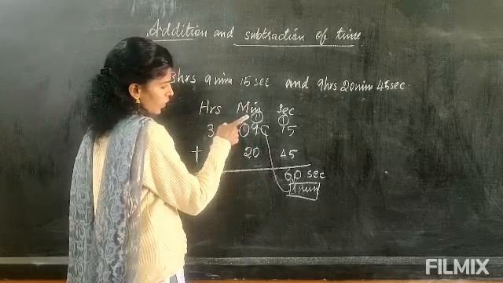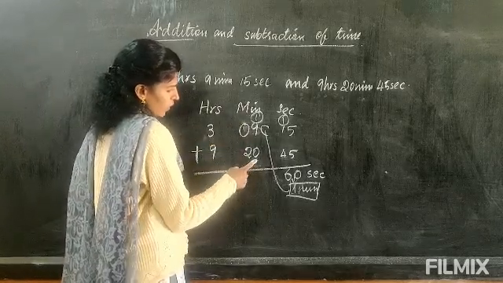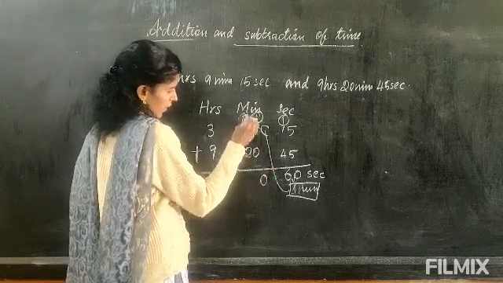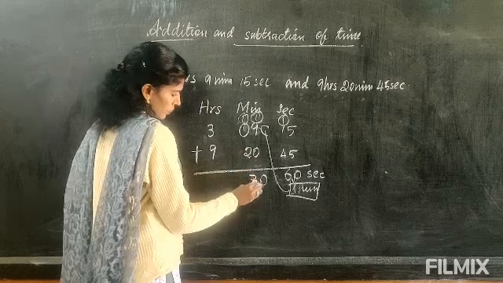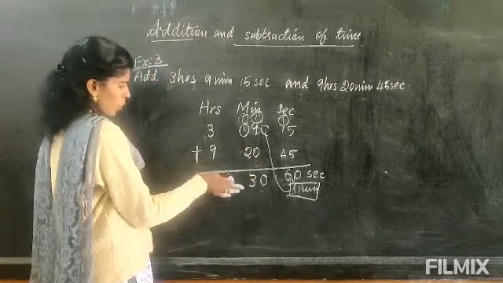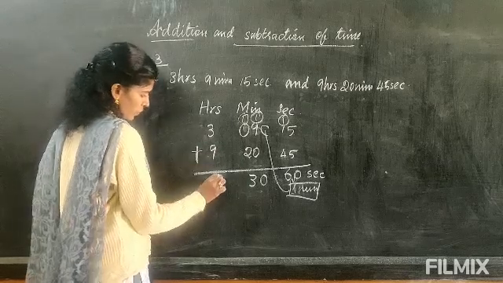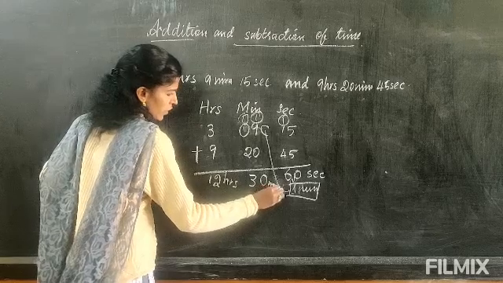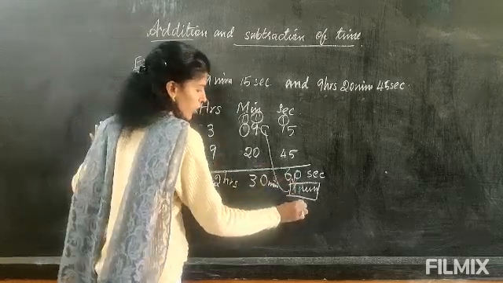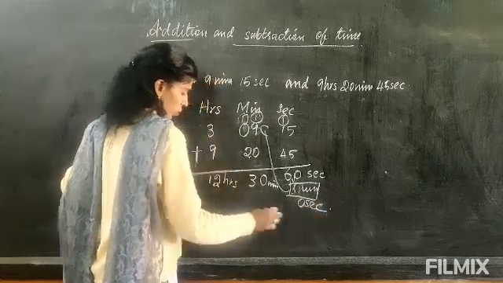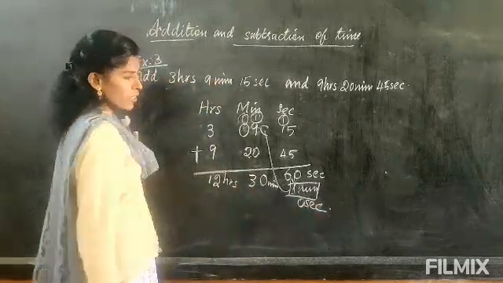So now we will add it here. 1 plus 9, 10. 10 plus 0, 10 only. So 0 you will put here, 1 you will carry here. 1 plus 2, 3. This is less than 60, so you can leave it, no problem. Now 3 plus 9, 12. That's all. So the answer is 12 hours, 30 minutes. And here, we have already converted, there are no seconds. So 0 seconds. 12 hours, 30 minutes and 0 seconds.